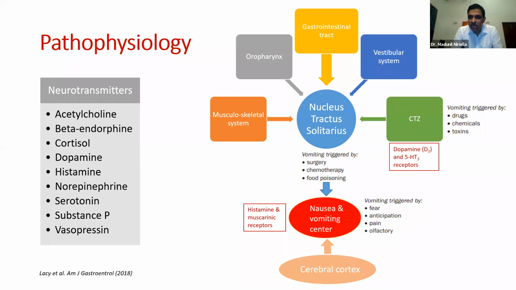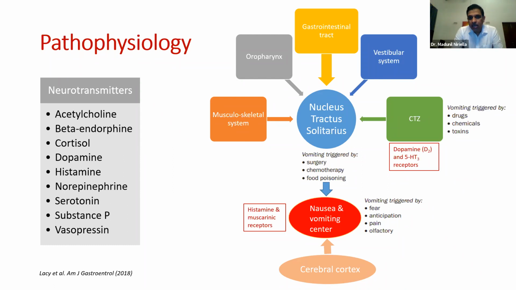And vomiting can be triggered by drugs, chemicals, and toxins through the chemoreceptor trigger zone. Vomiting can also be triggered by surgery, chemotherapy, and food poisoning through the nucleus tractus solitarius. And the nausea and vomiting center itself can be directly triggered by fear, anticipation, pain, and olfactory factors. And you can see a wide variety of neurotransmitters are involved in this pathophysiology.